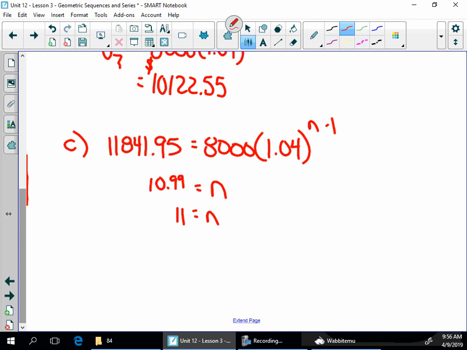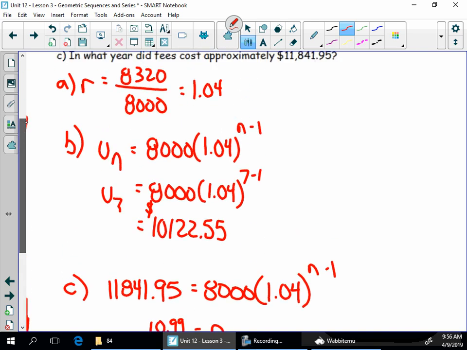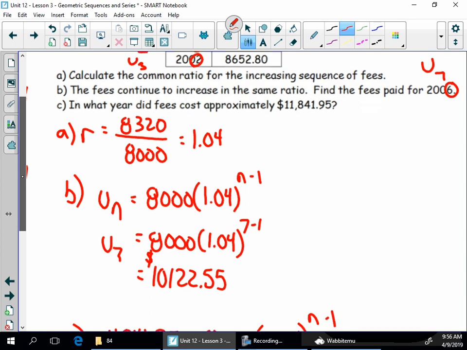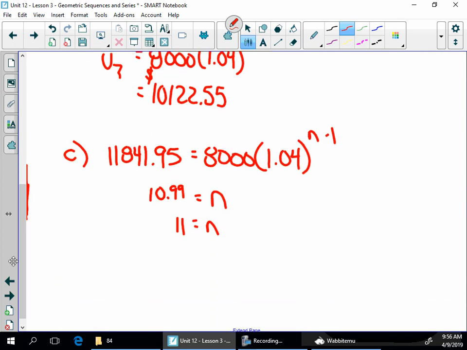Now be careful, the question said, in what year did that happen? So if n is 11, what year is that? Oh, remember when n was 1, it was the year 2000. So if n is 11, this will be in 2010. Your n value has always been 1 higher than your year value. And again, if you don't like that method, use logs. Logs are the fastest way of doing this one.